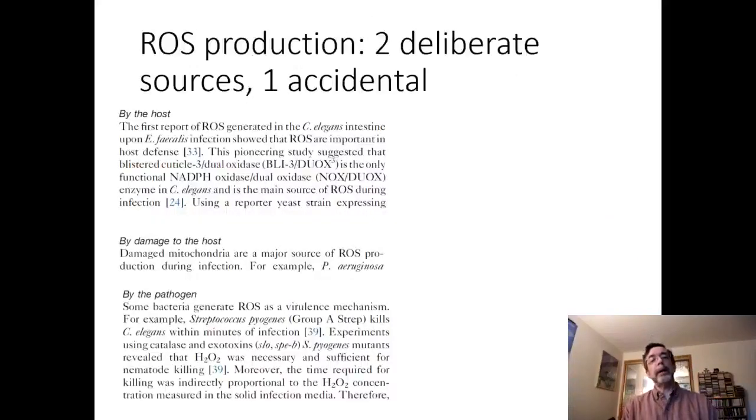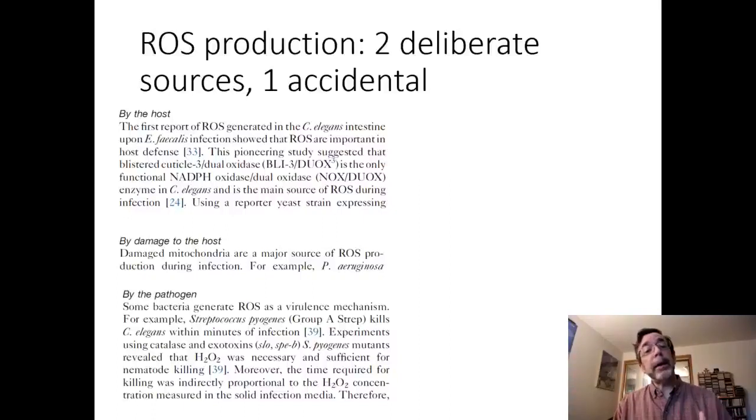And so a lot of times ROS can be produced deliberately, or it can be produced accidentally. In the cases of immunity, they say that the C. elegans host can produce ROS to fight off things. It has a particular oxidase that is activated. I'm curious if that oxidase has a metal in it, but they don't say. We'd have to look it up.